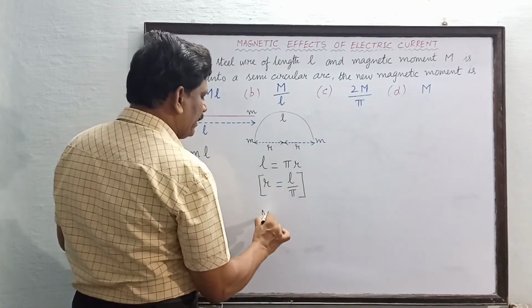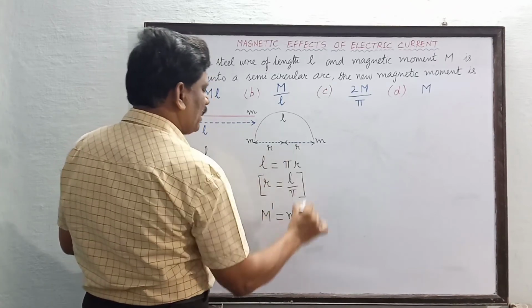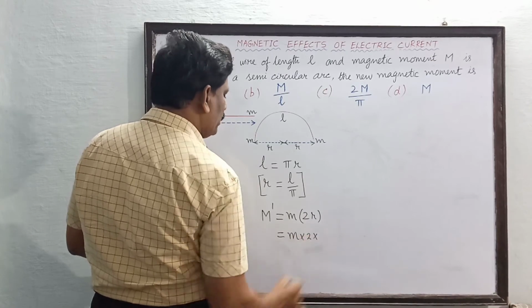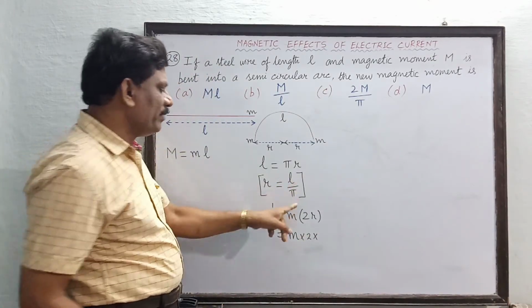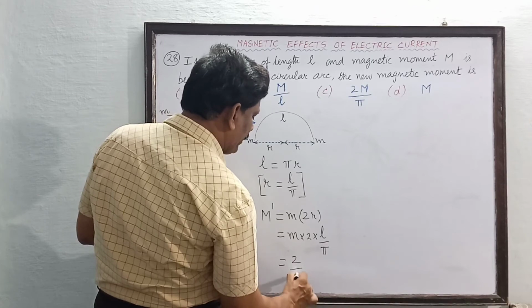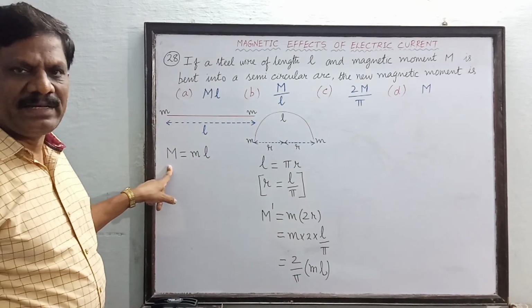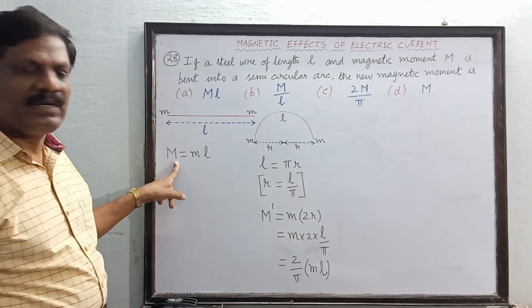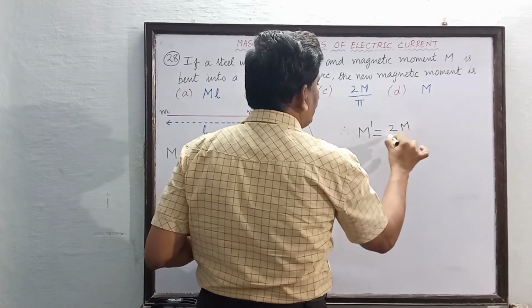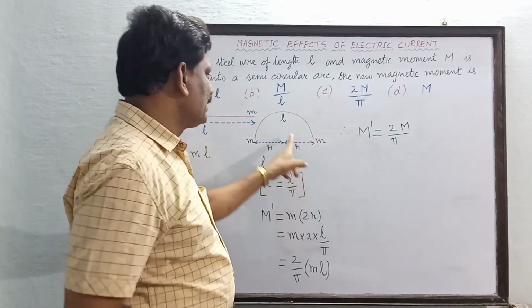So the new magnetic moment, M dash, is equal to the pole strength m into r plus r, which is 2r. So this is equal to pole strength m into 2 into r, and r in terms of length is L by pi. So this is equal to 2 by pi into m into L. Now m into L is equal to capital M, so instead of m into L, I substitute capital M. Therefore, the new magnetic moment M dash is equal to 2M divided by pi. That is the new magnetic moment of the semicircular loop.